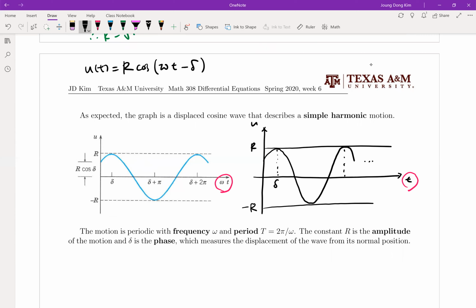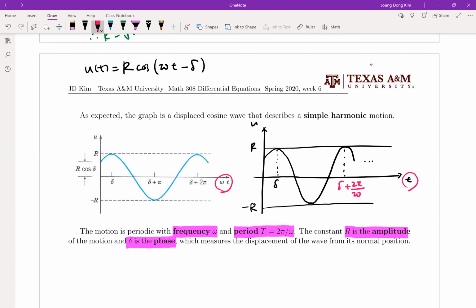r, and your frequency is omega. We talked about amplitude already, right? And the period is definitely 2 pi over omega. Since your phase is delta, your second highest point will be delta plus 2 pi over omega because that is the period. And these are everything.